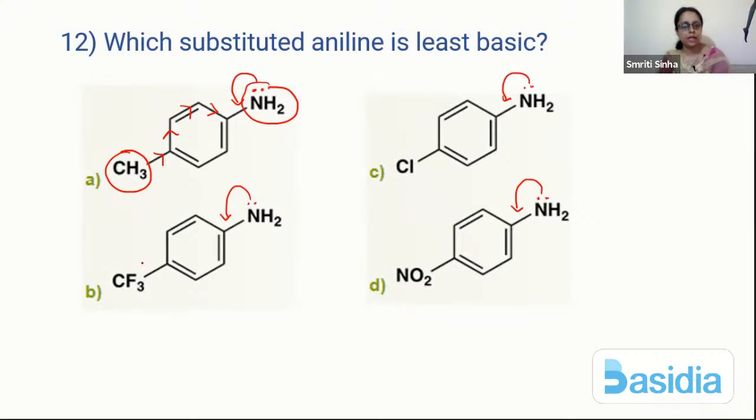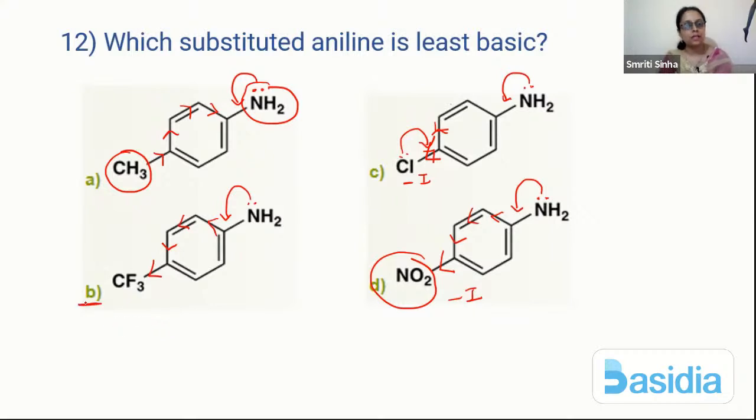Now for structure B, it shows minus I effect, it pulls the electron, so it reduces the electron density at NH2, making it less basic. For Cl, it increases the electron density due to the plus R effect, but it decreases the electron density due to minus I effect. So Cl does both things, so we will rule out Cl over here. But for NO2, NO2 is the most electron withdrawing group and it will try to withdraw the electron from this NH2 towards itself due to minus I effect, making it less basic.